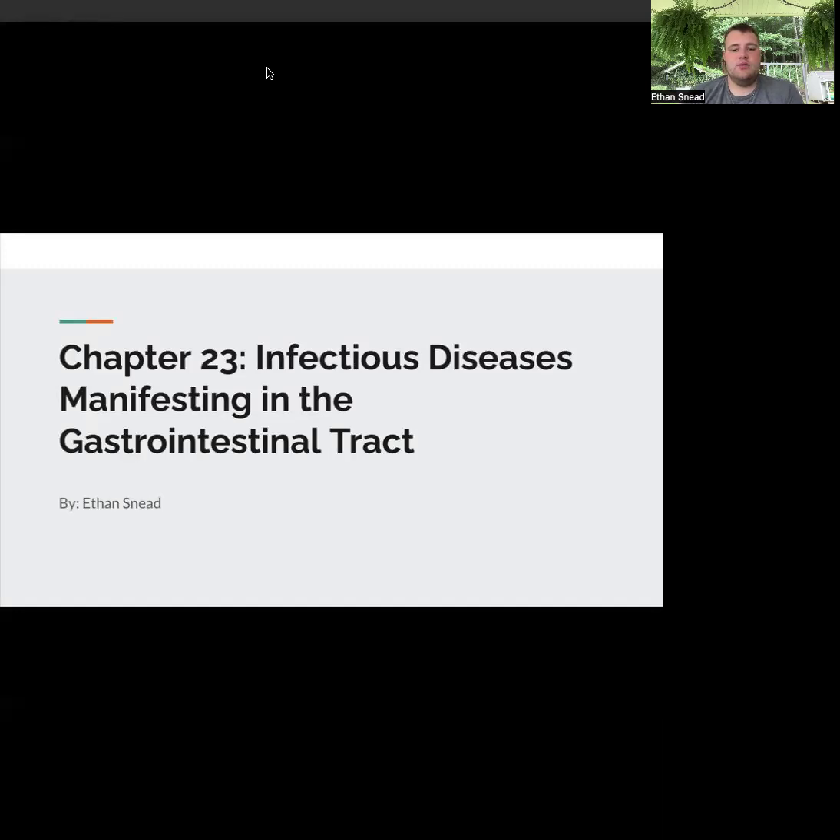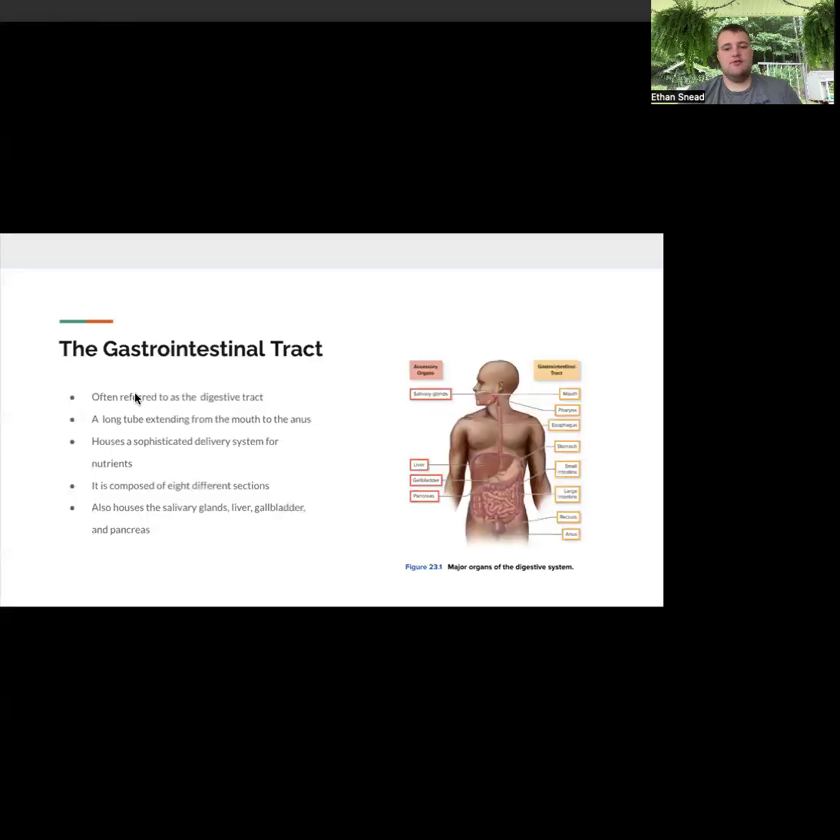And today we are going to be discussing chapter 23 from our Microbiology for Health Sciences textbook. In this chapter, we are going to be discussing the infectious diseases manifesting in the gastrointestinal tract. Let us begin. First, we're going to cover the gastrointestinal tract.